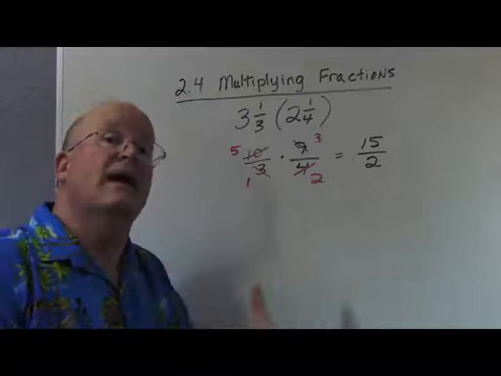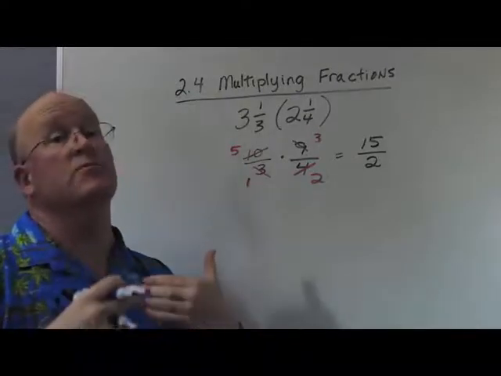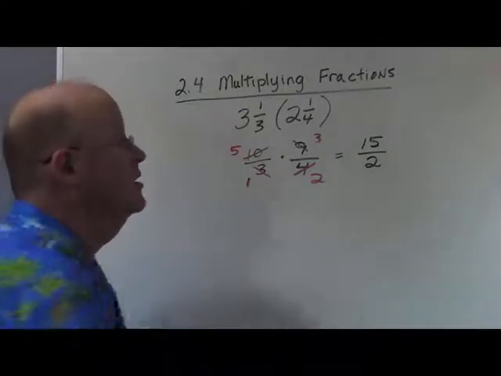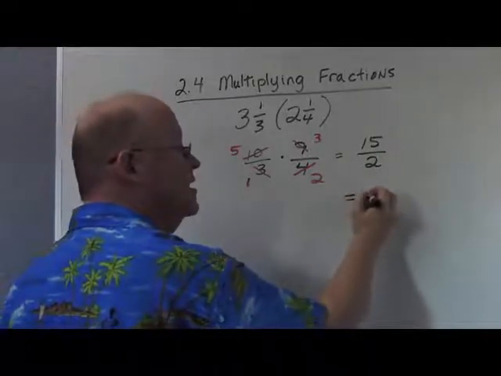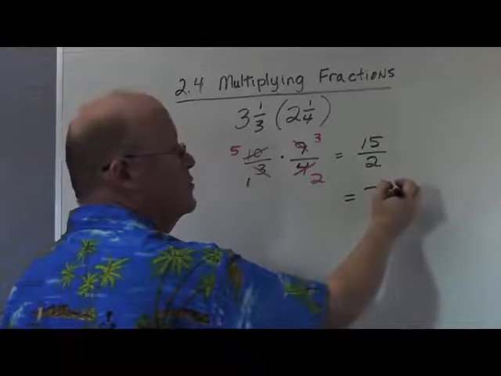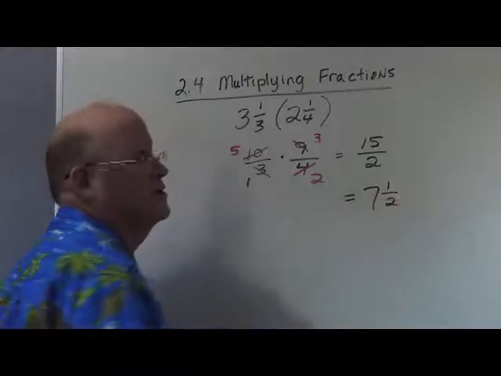Now, since we began with mixed numbers, we probably want to write our answer as a mixed number. So we would do division. 2 goes into 15 7 times, with 1 left over, so that would be 1 left over the 2.